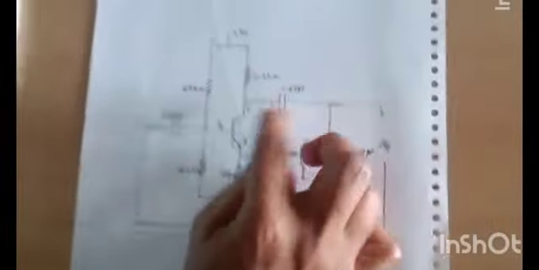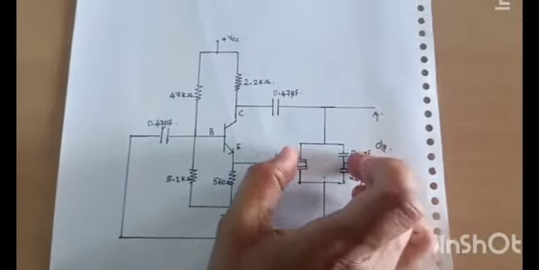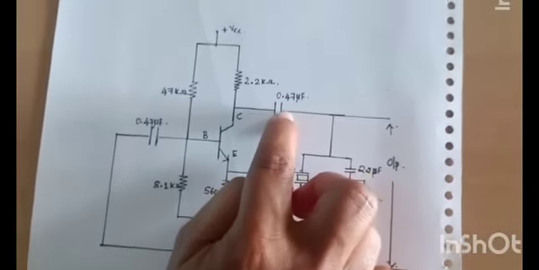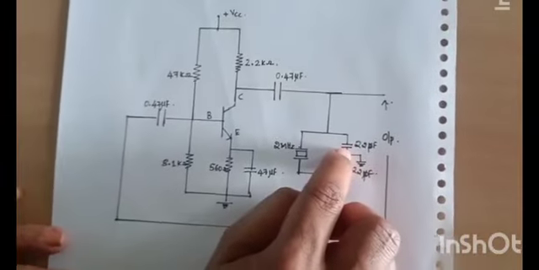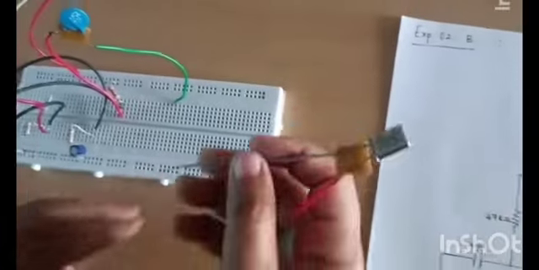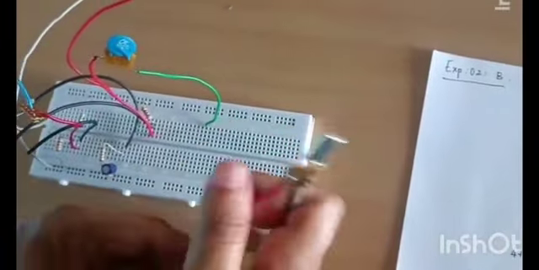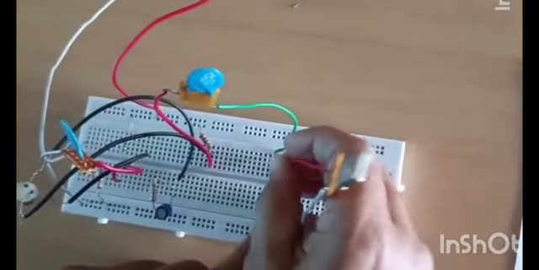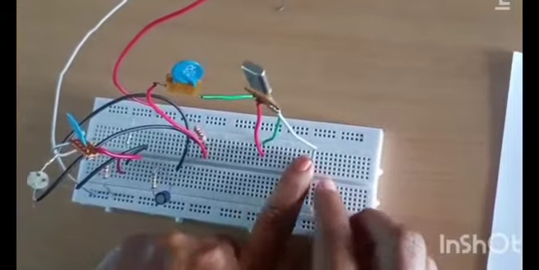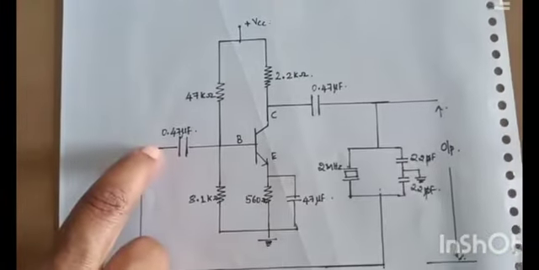Up to this capacitor we have already done the circuit connection. Now we'll start only with this portion. As you can see, one end of the crystal is given to the 0.47 microfarad capacitor, and one end of the 22 picofarad is also given to this point. Now this is the crystal oscillator. I'll take this crystal, the 2 megahertz crystal. I need to connect one end of this to the 0.47 microfarad capacitor, and the other end I'll give here.